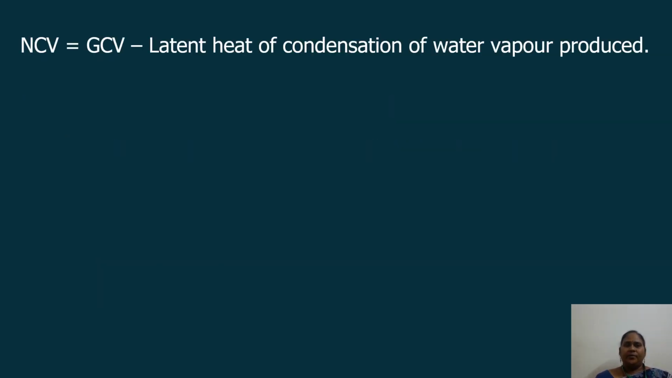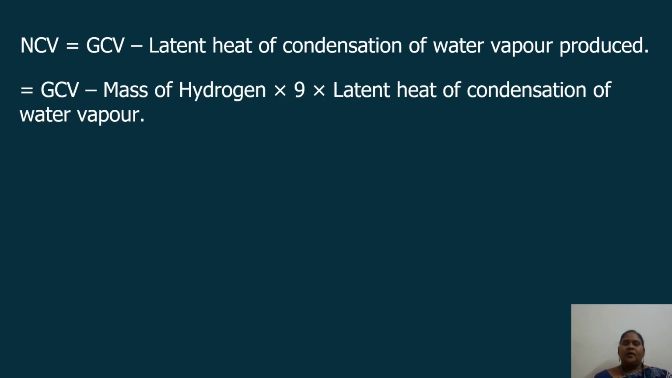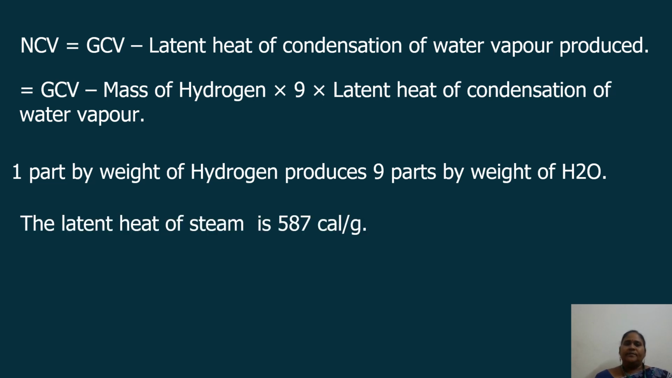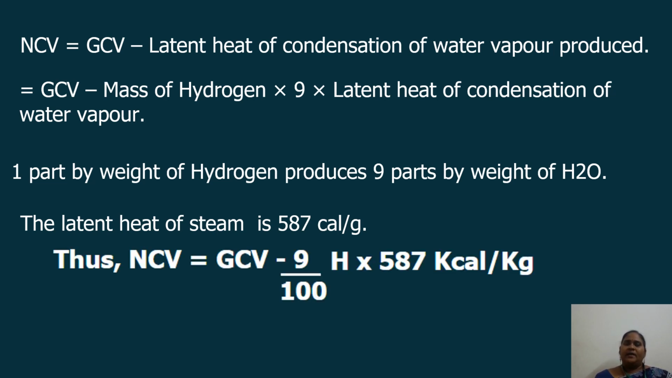The net calorific value is given as gross calorific value minus latent heat of condensation of water vapor produced, which is equal to GCV minus mass of hydrogen into 9 into latent heat of condensation of water vapor. And hence 1 part by weight of hydrogen produces 9 parts by weight of water. The latent heat of steam is 587 calories per gram and NCV is given as GCV minus 9 by 100 H into 587 kilocalories per kilogram.